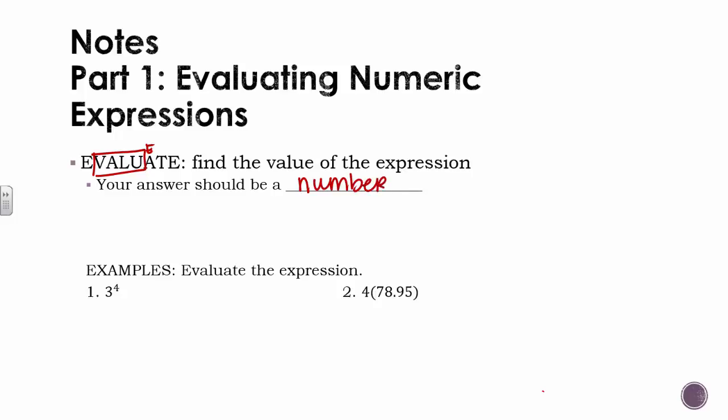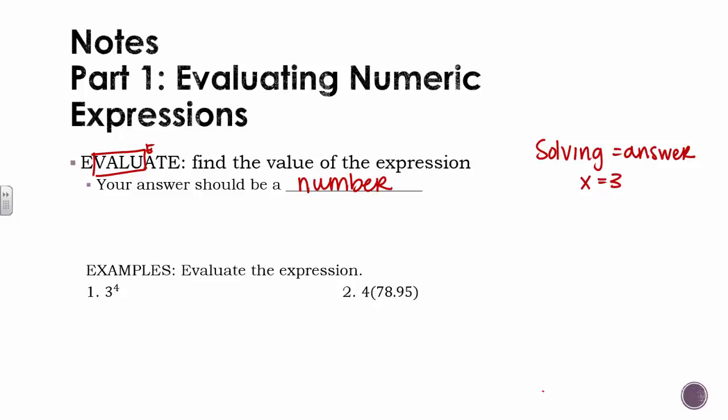Where when you're solving, you end up with an answer. So the difference is when you're solving, you should get something like x equals 3. That 3 is the answer to it. For this, all we're going to do basically is simplify and get a number out.